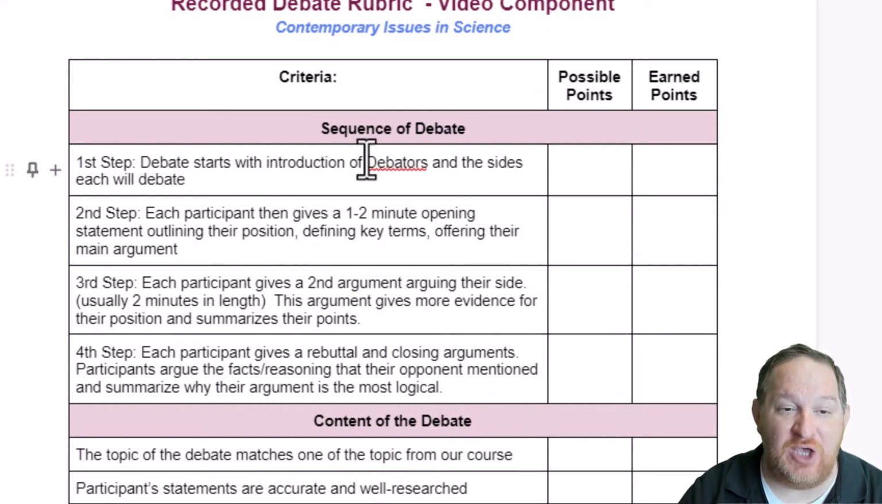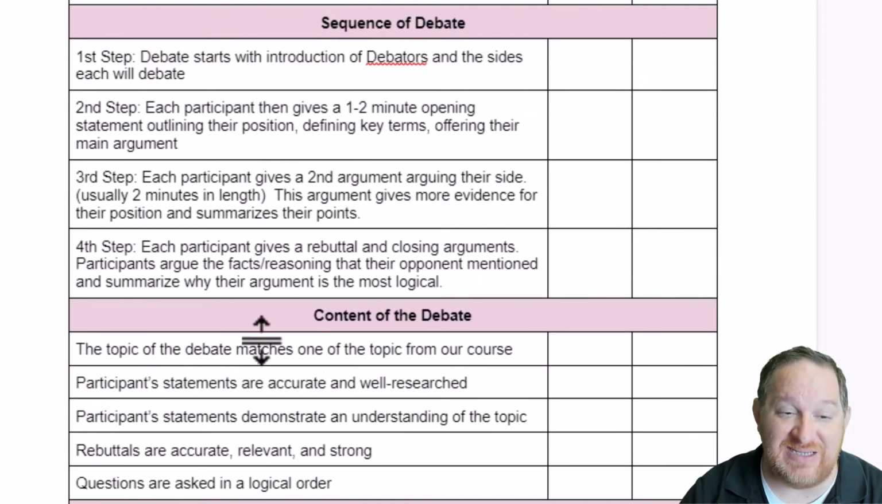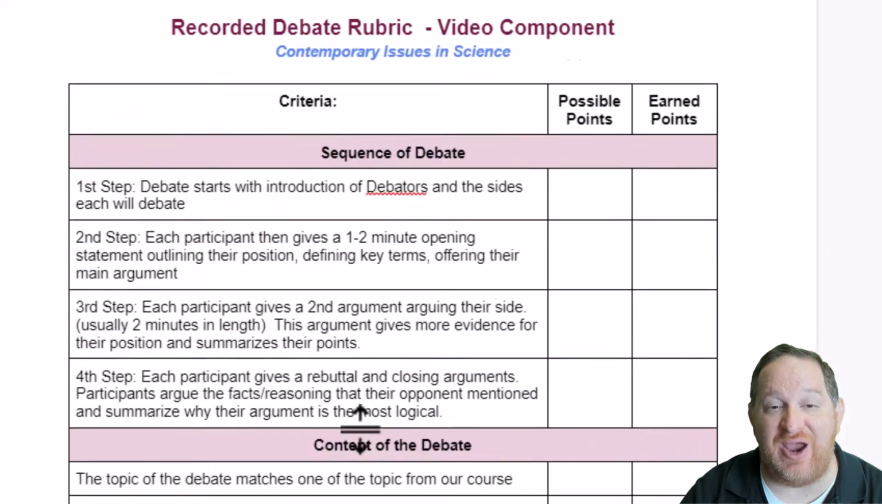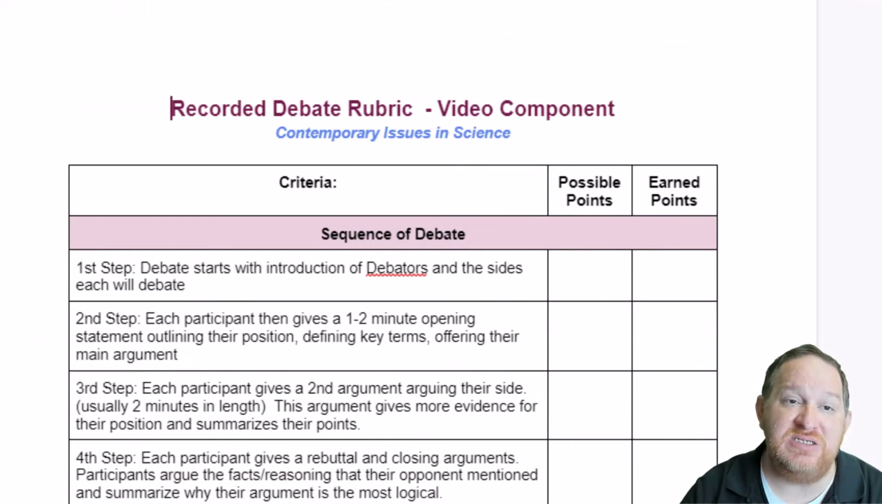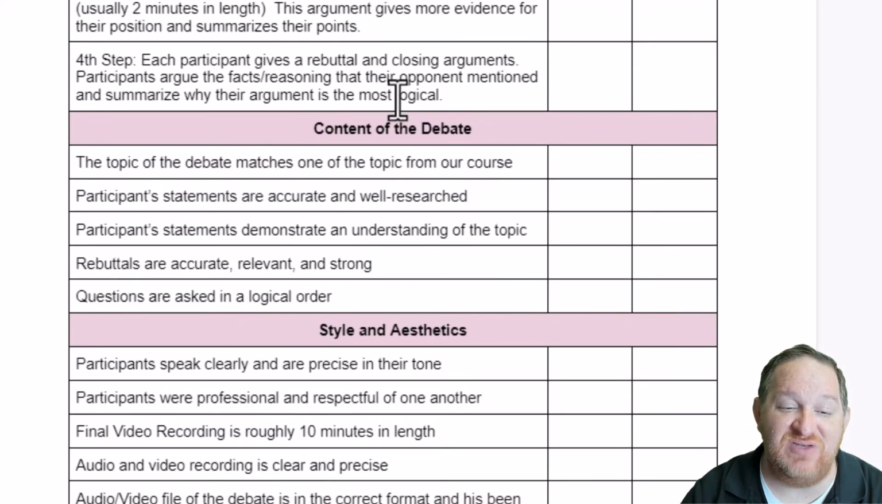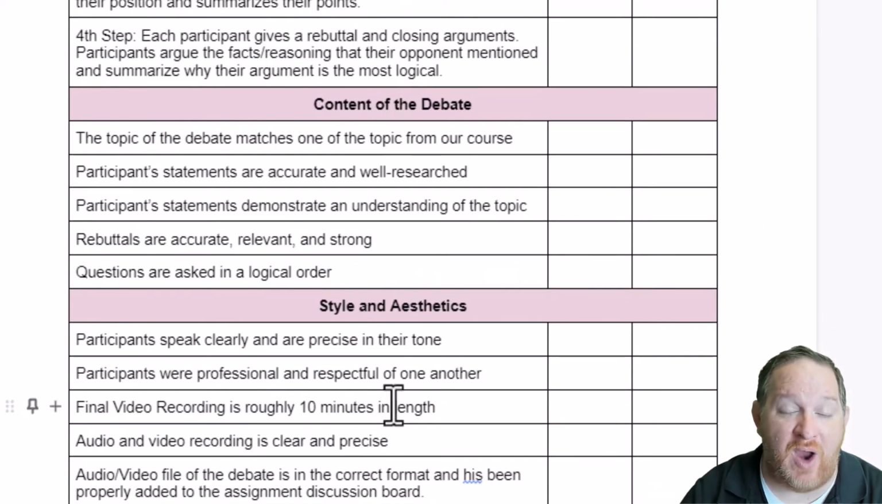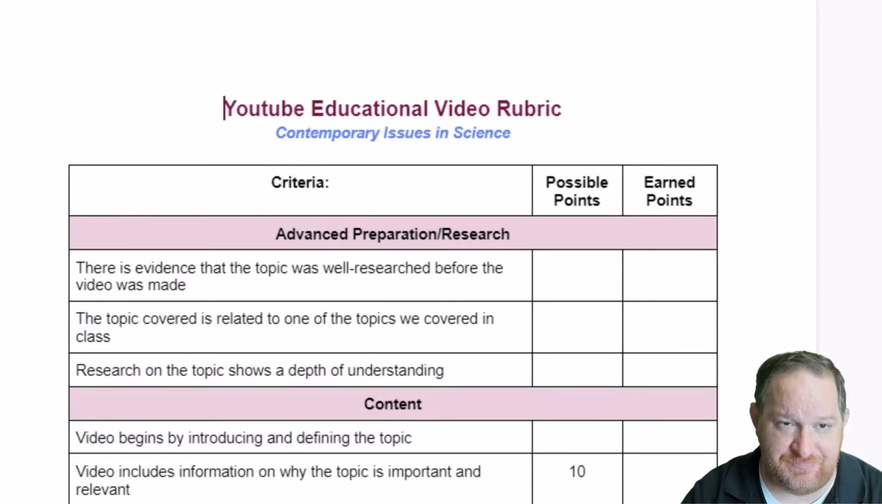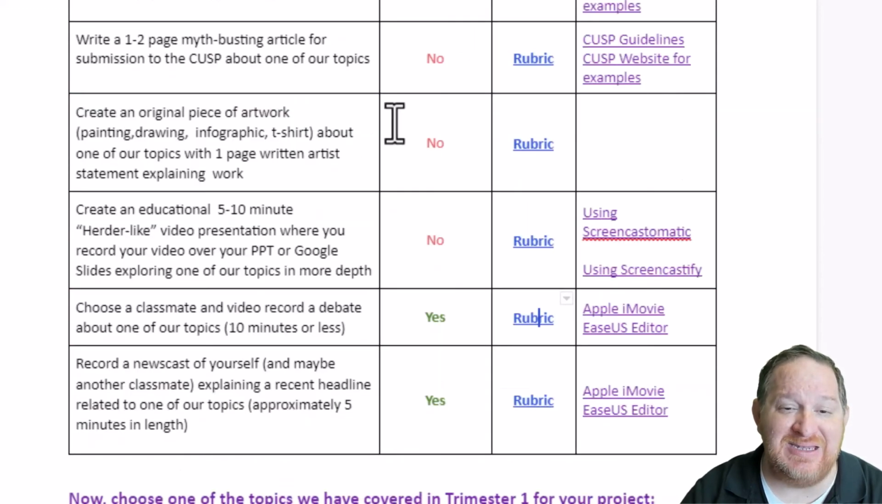So I tell you the sequence of debate, what you're going to do first, second, third, fourth, and then what has to be in the debate, and then some style things for that debate. These need to be about 5 to 10 minutes in length, right? We don't want super long debates. And you do need to edit this because we have to record it. So I'm giving you some options.